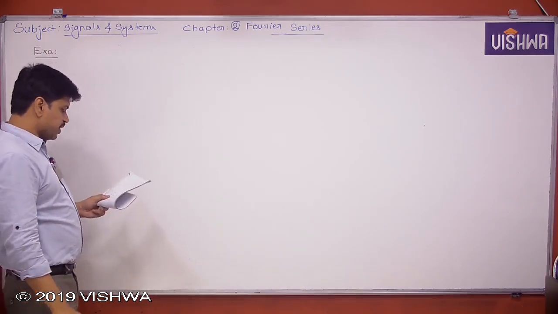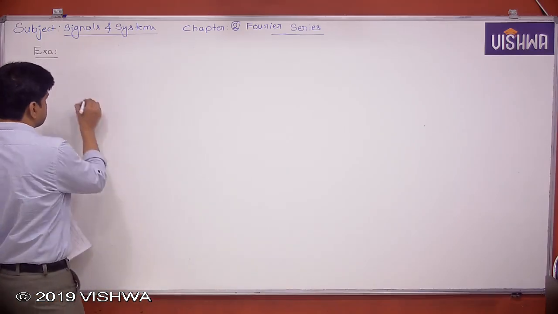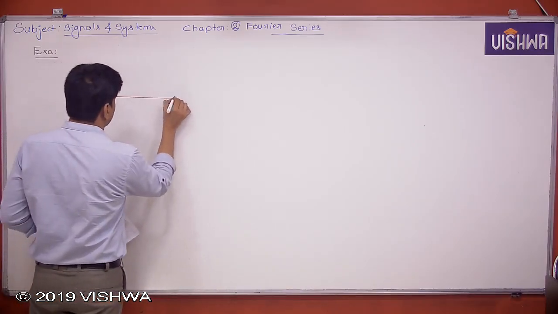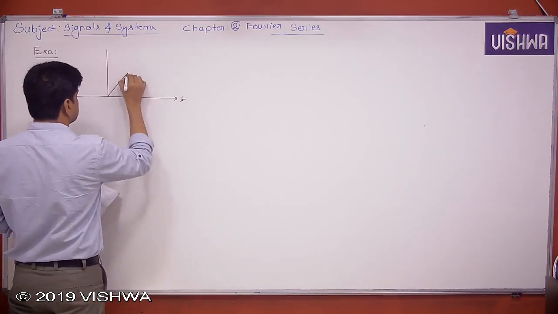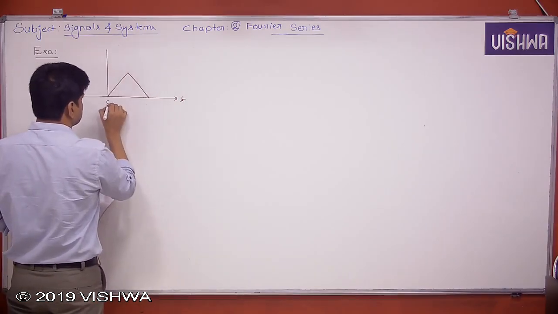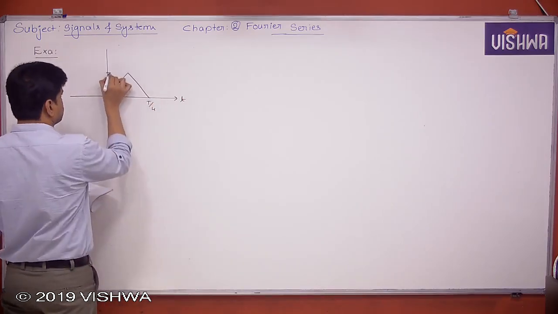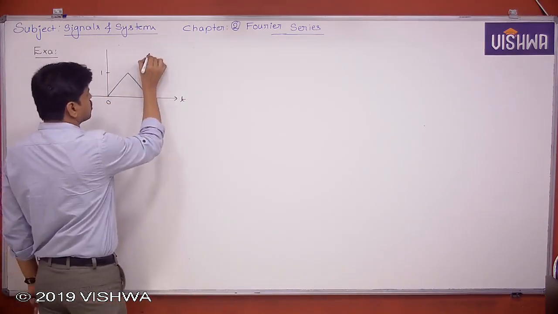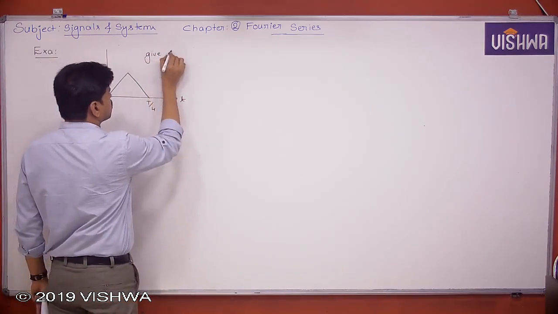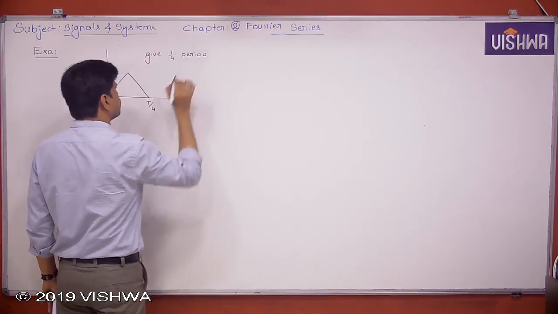One by 4 period of a periodic waveform is shown. That means they have given only quarter period, from 0 to T by 4. Okay, so given one by 4 period.